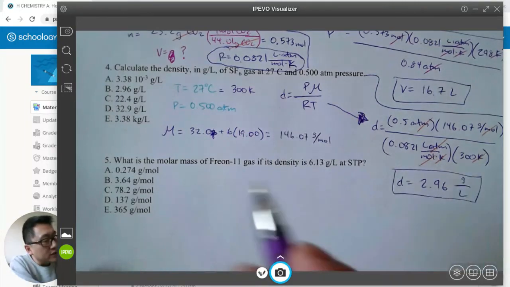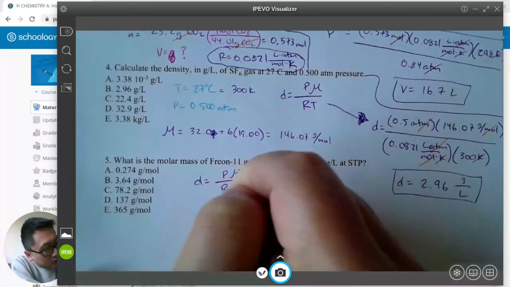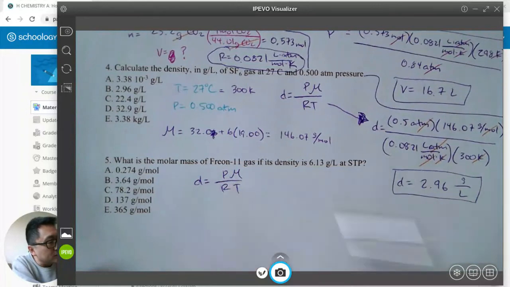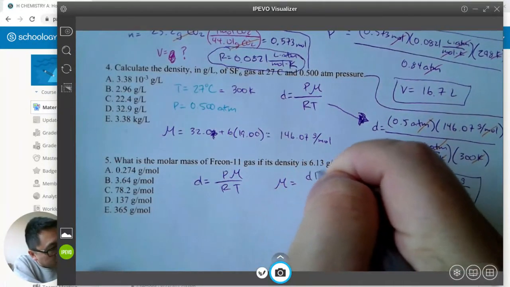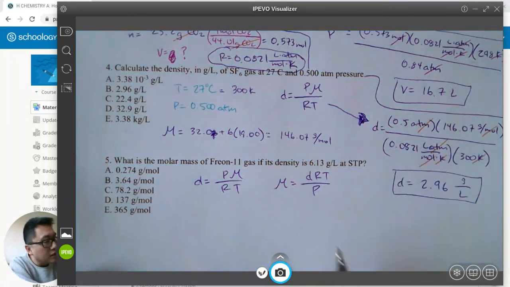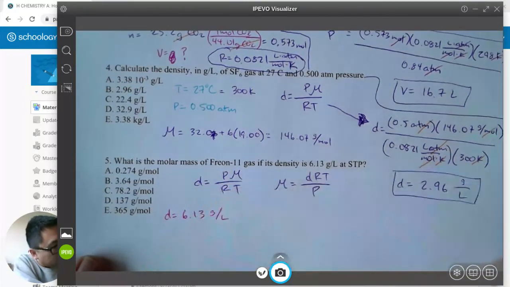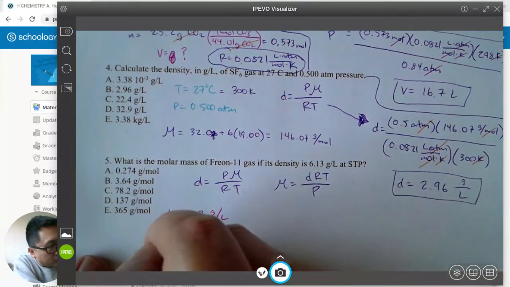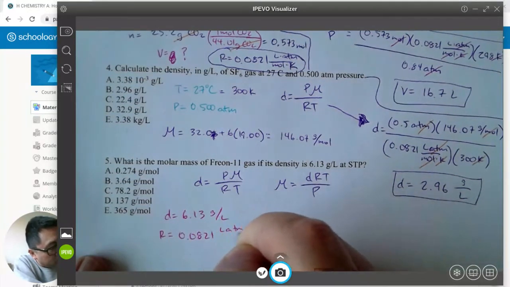Again, the equation was D is equal to PM over RT, but I'm trying to solve for molar mass, not D. This is the same as molar mass is equal to DRT over P. So I need to know the density. Well, the density was given. The density was 6.13 grams per liter. I need to know R. We always know R. Okay, always 0.0821 liters atmospheres per mole Kelvin.